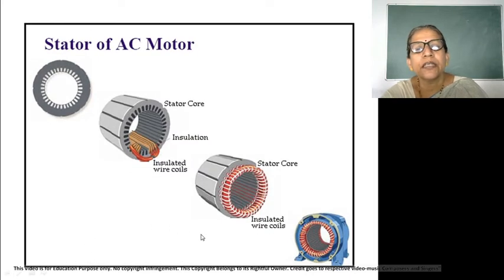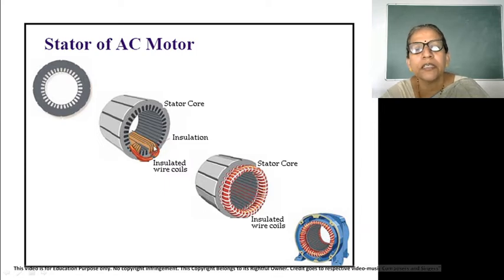So you can see here the diagram of the stator of the AC motor. What you see here is a single lamination with a number of slots. In these slots, you will see the conductors are placed. This diagram shows only a few conductors.